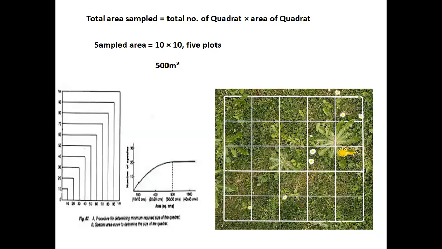Now how to find out the area. The total area sampled, for example for a square, is length into length, L squared, and for a rectangle, it is length into width. For example, if the length is 10 and the width is 10, then 10 into 10 would be 100. And if you are taking 5 plots, multiply by 5, then you will get 500 meter square. That is the sampled area.